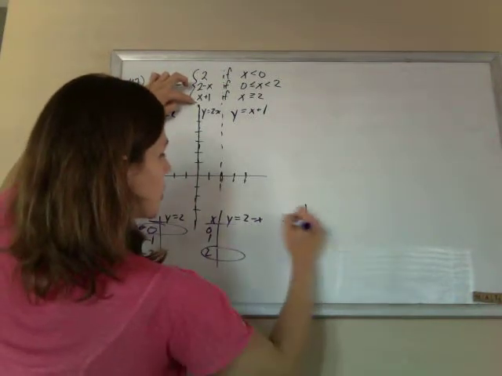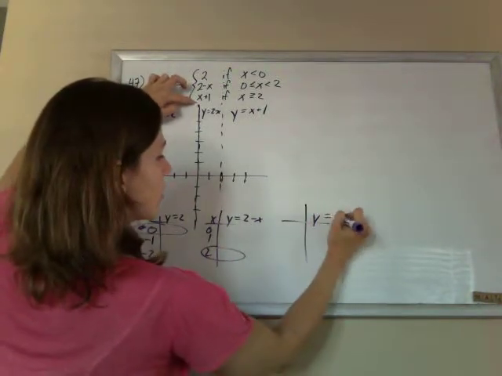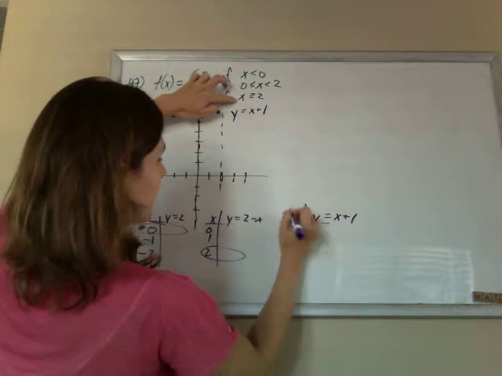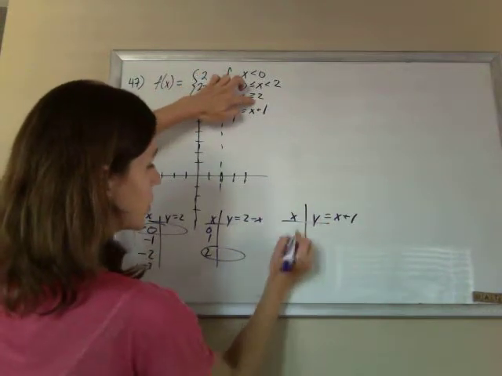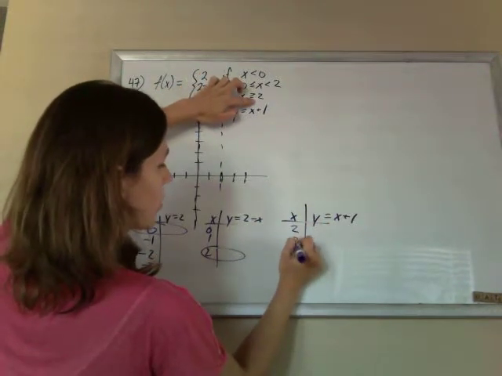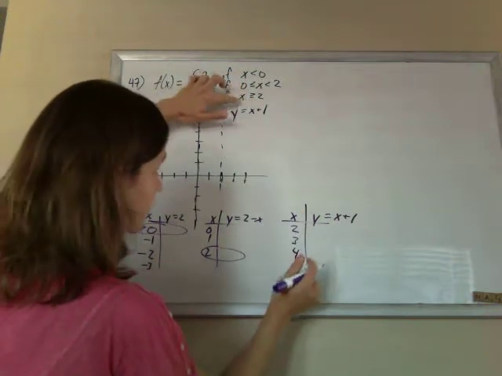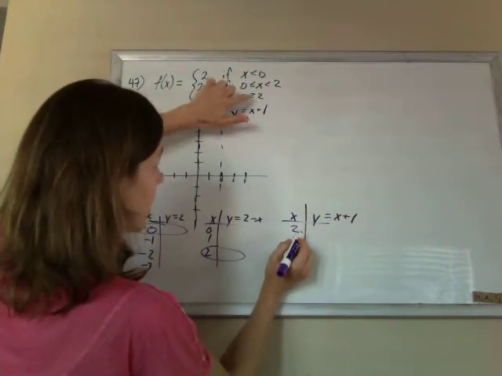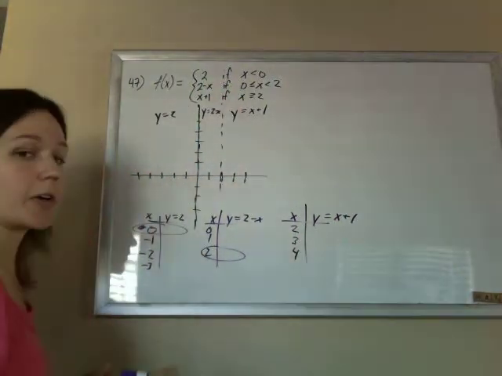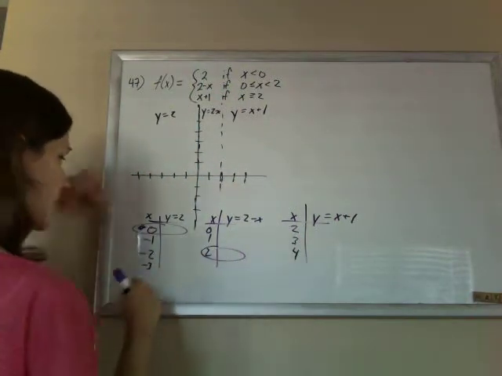Over here for this third piece, y is going to equal x plus 1 if the x's are greater than or equal to 2. So I can plug in a 2, a 3, a 4, stuff that's greater than or equal to 2, into this function. And remember, I can equal the 2, so no open dot there. Here we go. So just fill in your table.